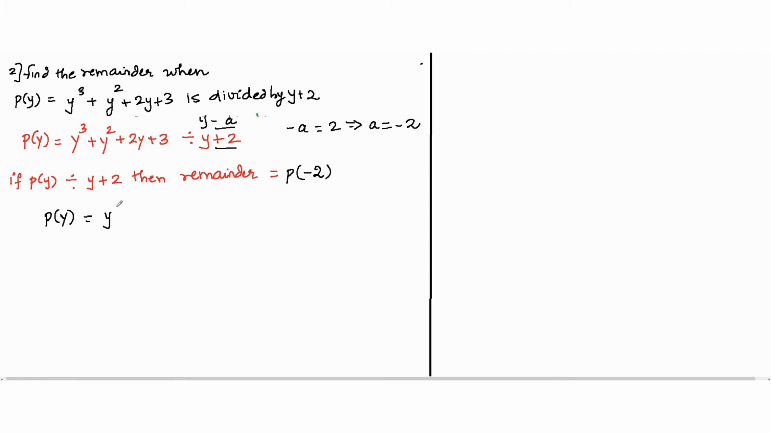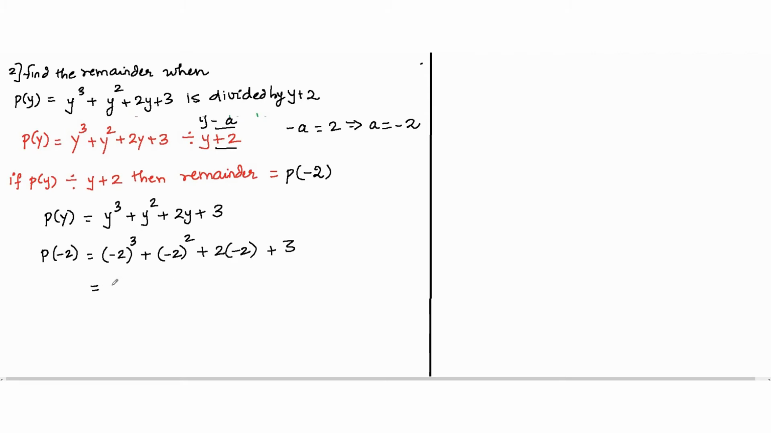So P of negative 2 would mean in place of y, we have to substitute negative 2. So P of y is y cube plus y square plus 2y plus 3. Now let's find P of negative 2. P of negative 2 would be negative 2 the whole cube plus negative 2 the whole square plus 2 times negative 2 plus 3, right?